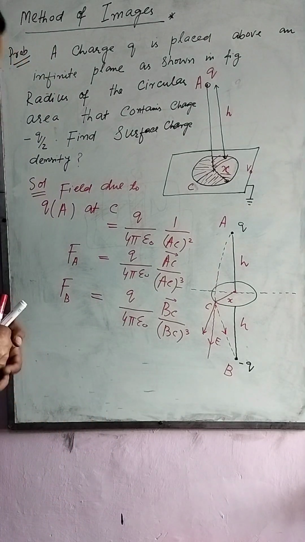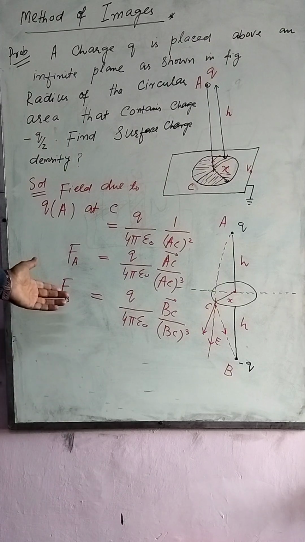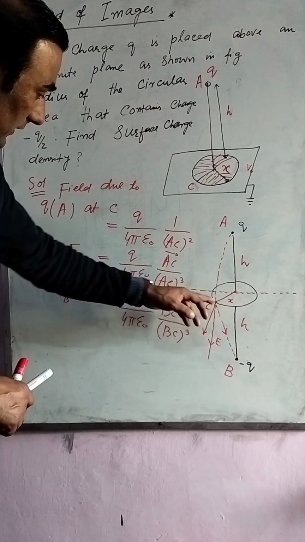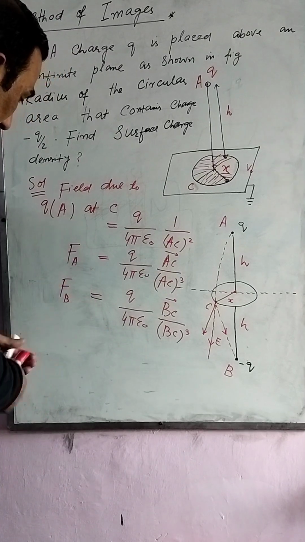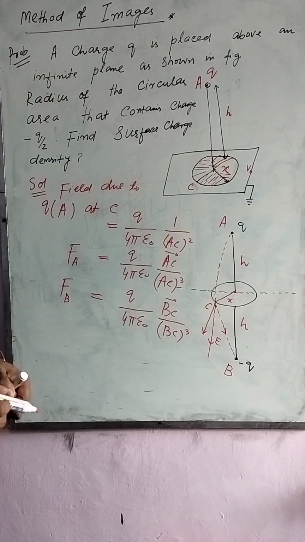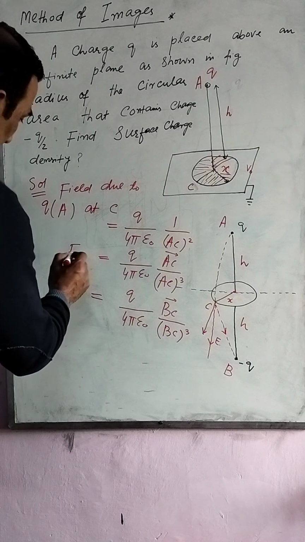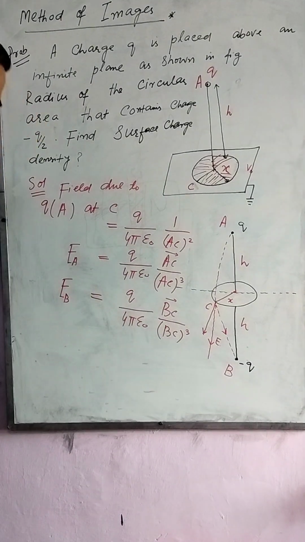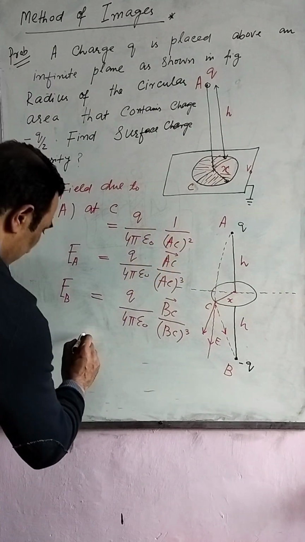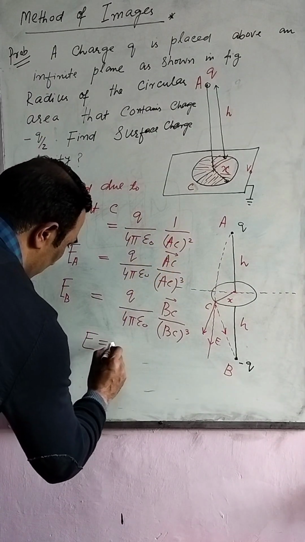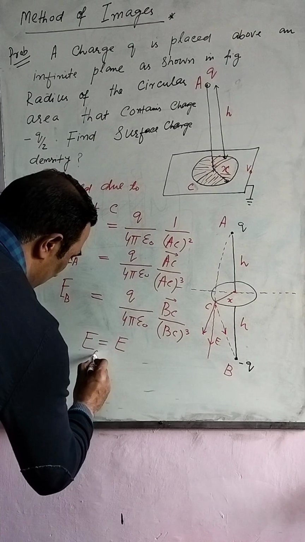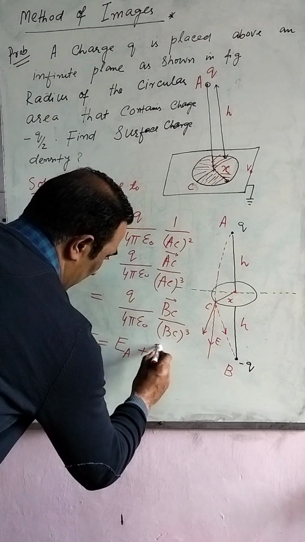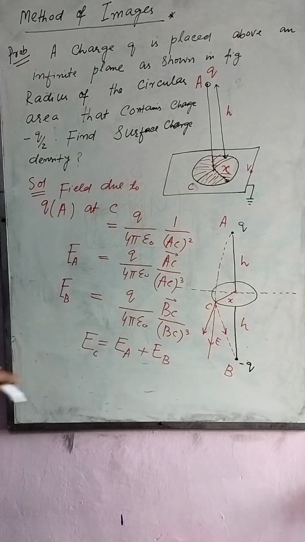Now if you calculate what will be the total field, right? Or you can write that total field at point C will be the sum of EA plus EB. So that means the total field, or you can write this as E of A, electric field, right? So we can have this E will be equal to EA, or field at point C will be equal to EA plus EB.